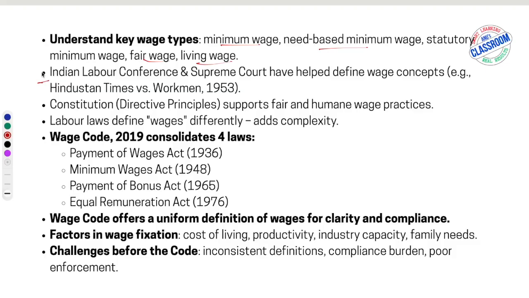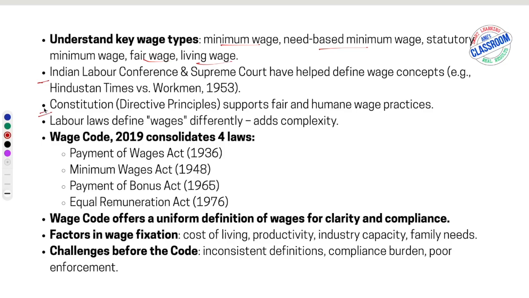Speaking of need based minimum wage, the Indian Labour Conference in its 15th session, that happened in 1957, introduced this concept. It considers things like food, clothing, housing, children's education, medical care, and even a bit for entertainment and savings. So it is like budgeting for a middle class Indian family, reasonably tight but humane.